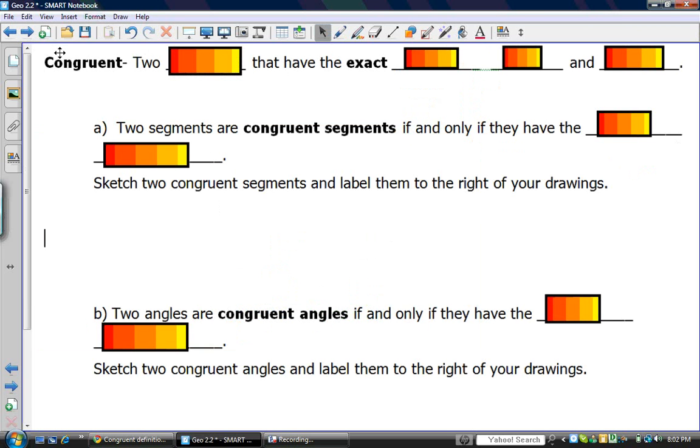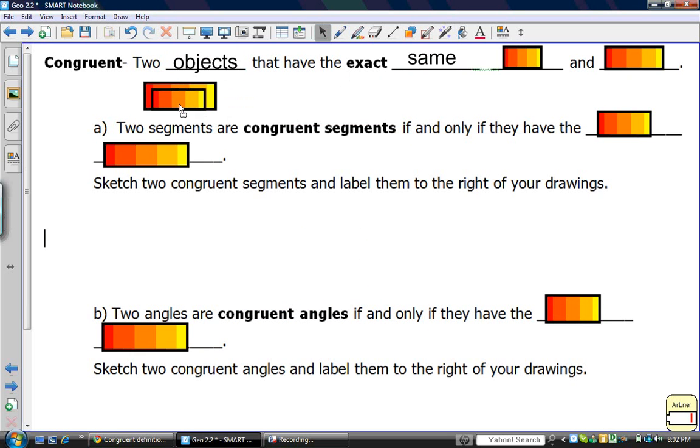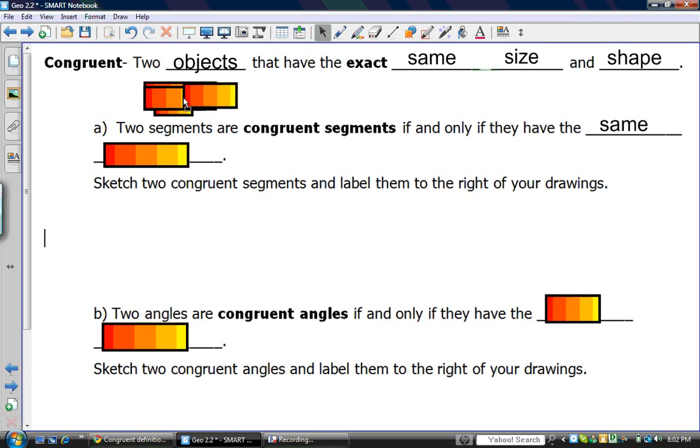Alright. Now we're going to learn a new word, congruent. Two objects that have the exact same size and shape. Two segments are congruent segments if and only if they have the same measure. So, sketch two congruent segments and label them to the right of your drawings.